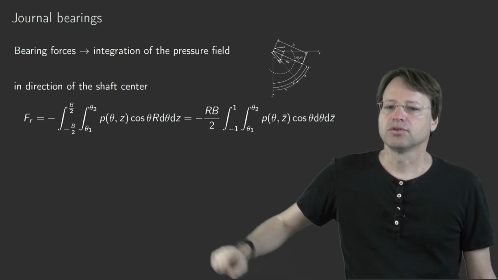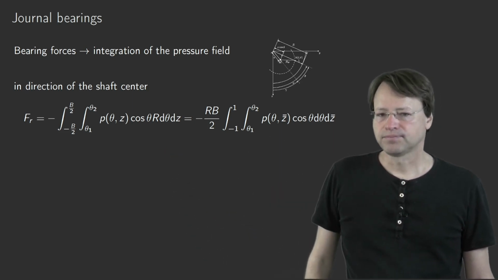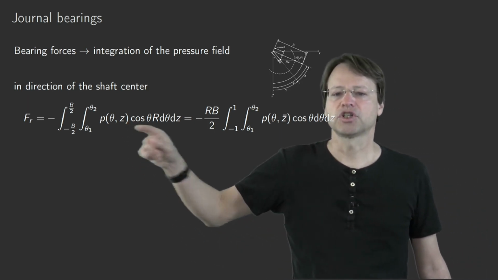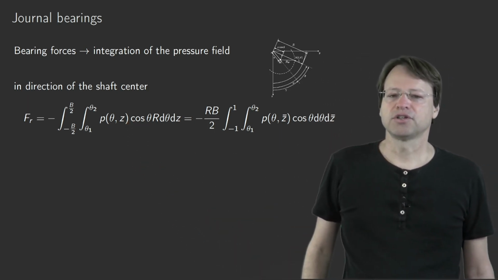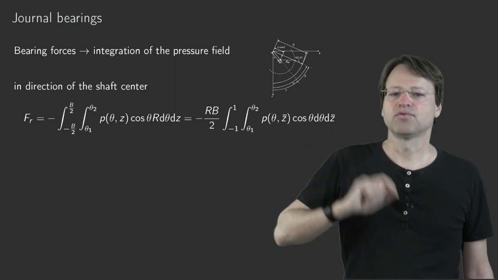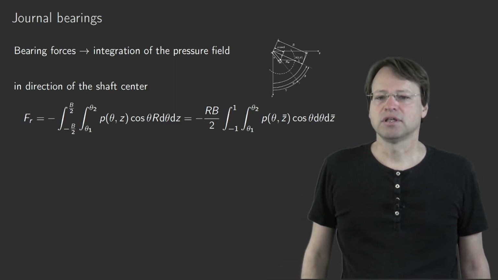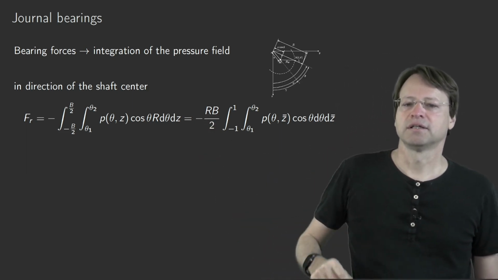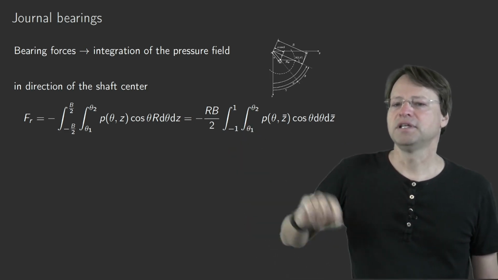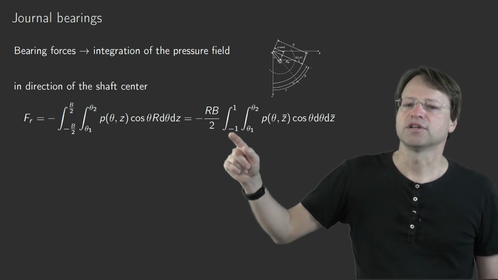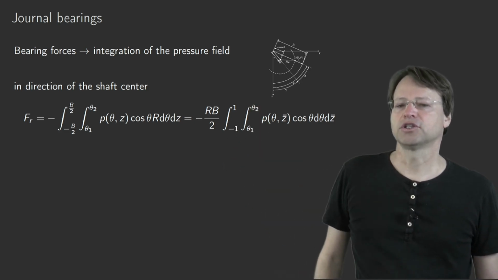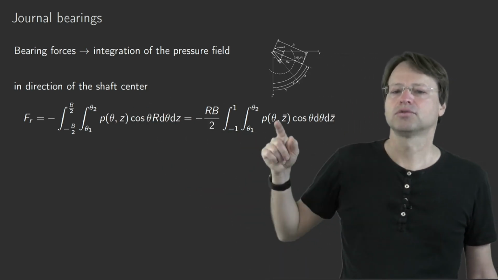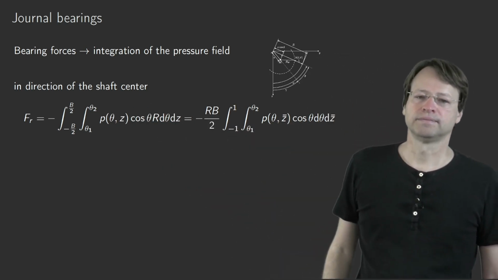Now let's introduce here our dimensionless pressure. In order to introduce the dimensionless pressure, first of all, we have to make a change of variables here. The first change of variables now concerns z. We move to dimensionless z, and this means that we introduce dz here by b divided by 2, and that our range of integration changes now from minus b divided by 2 to b divided by 2 to minus 1 to 1.